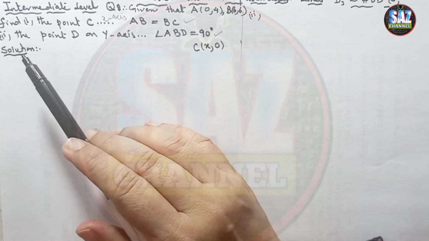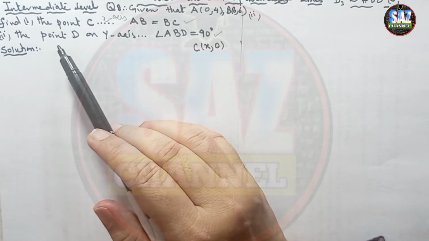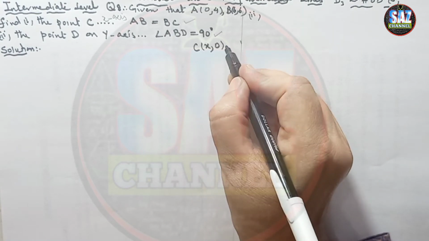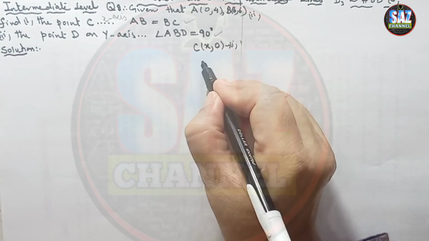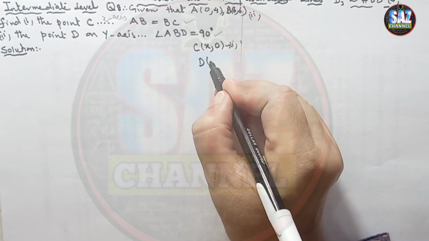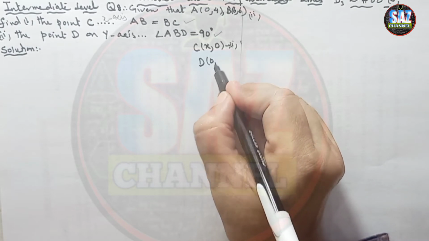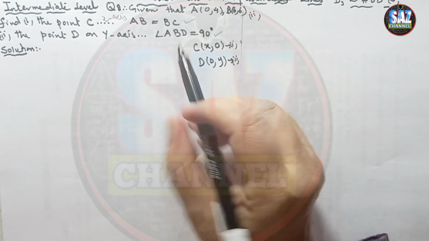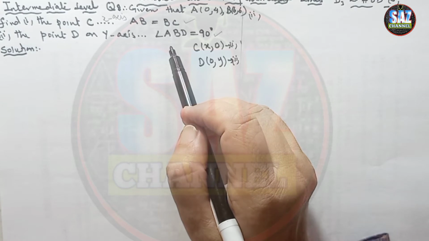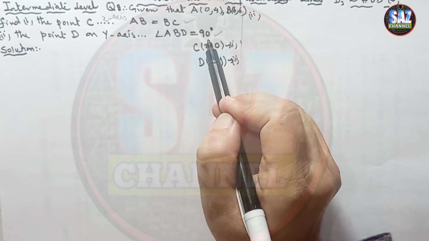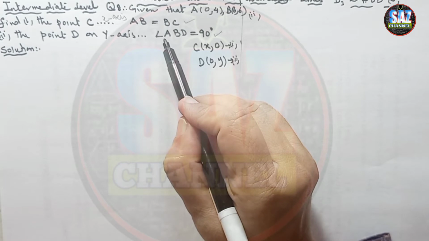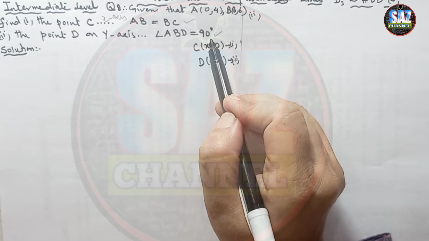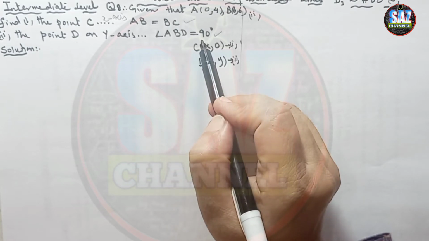And for the second part, the point D, which is the required point, is on the y-axis, and when any point is on the y-axis, what will be the coordinates of that point? When a point is on the y-axis, its x value is 0, so D will have the coordinates (0, y). And what is the meaning of the term which is written, that ABD is equal to 90 degrees? It means that the product of the gradients of AB and BD is -1, because AB is perpendicular to BD.